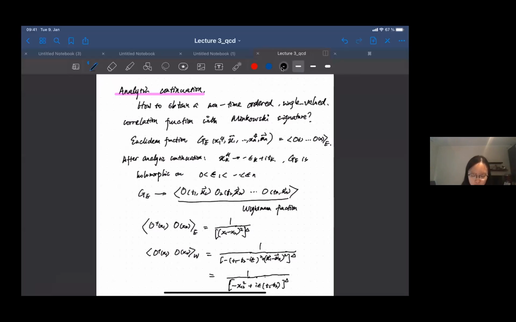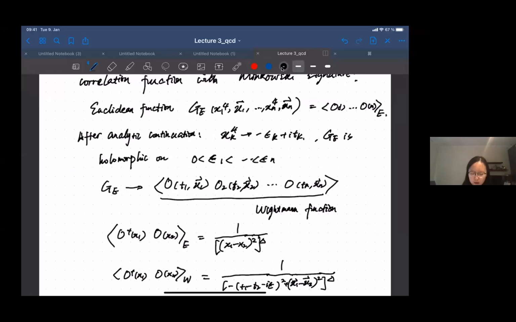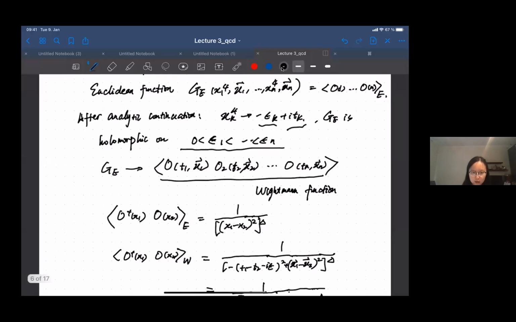The idea is the following. We start with the Euclidean version, where all the coordinates live in Euclidean space. Then we can do a Wick rotation for the x4 component in the following way, such that the x4 component acquires a small negative real part, epsilon k, and an arbitrary imaginary part. We require that we are living in a holomorphic sheet where the real part of x4 after analytic continuation is ordered from left to right in the correlation function. This guarantees that after this analytic continuation, we still have a single-valued function.